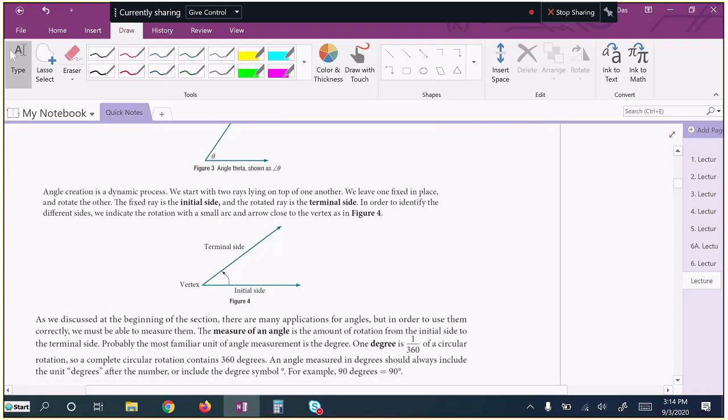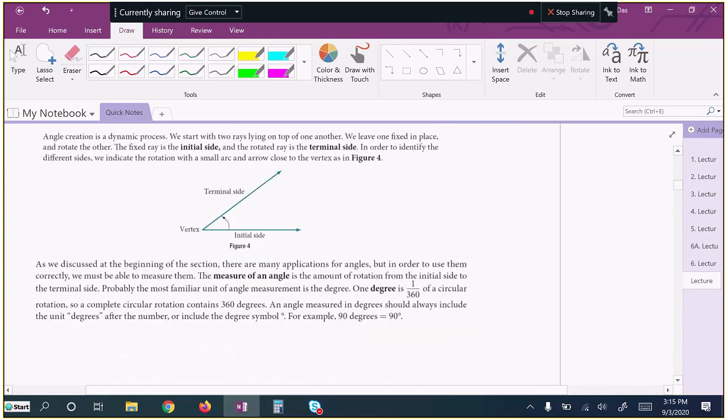Angle creation is a dynamic process. So we start with two rays lying on top of one another. We leave one fixed in place and the other rotates. The one that is fixed out of these two rays is called the initial side. The one that is rotating to give you the angular measure is called the terminal side. In order to identify the different sides, we indicate the rotation with a small arc and an arrow close to the vertex, as in figure 4.